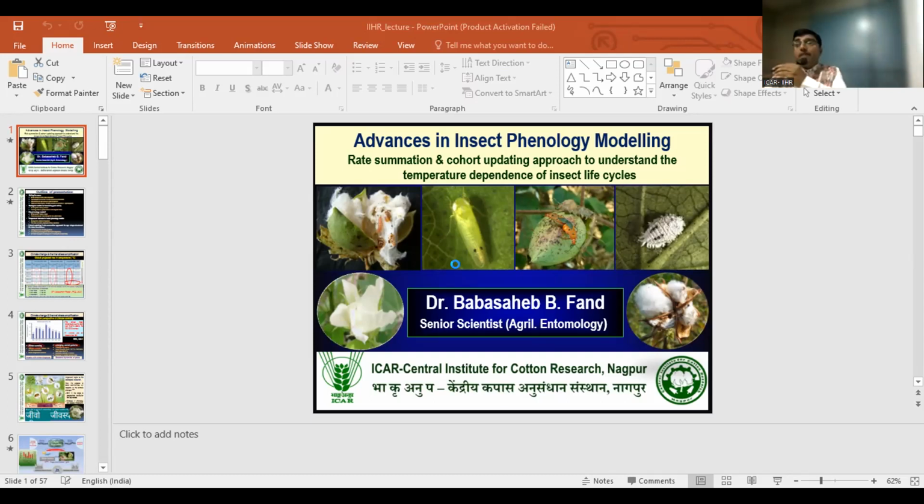Then why phenology models? As my title says, we are studying insect phenology models. Why should we go for phenology models? What exactly is meant by phenology? Then how can we include temperature in insect phenology, and what is its importance? Then what exactly is the cohort updating and rate summation approach to deal with insect life tables and simulation under climate change?